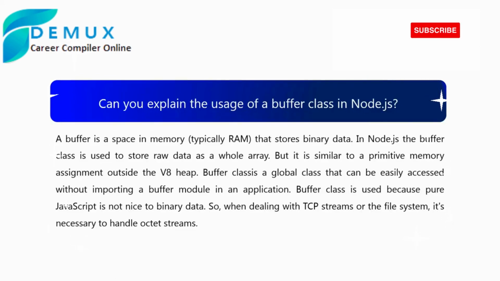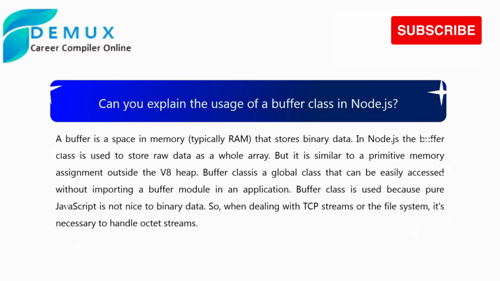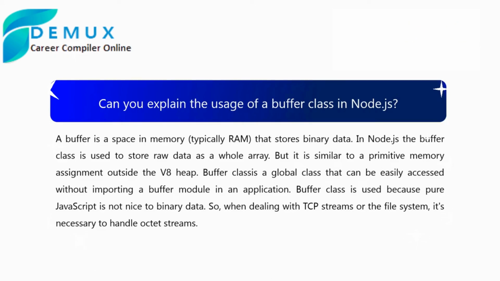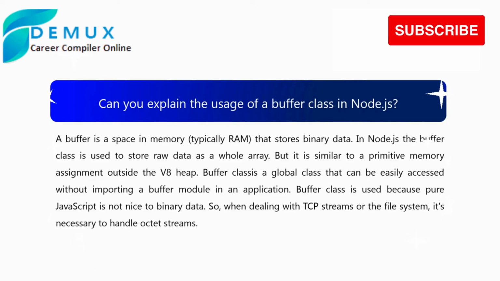Can you explain the usage of the Buffer class in Node.js? A buffer is a space in memory, typically RAM, that stores binary data. In Node.js the Buffer class is used to store raw data similar to an array of integers, but it corresponds to a raw memory allocation outside the V8 heap. Buffer class is a global class that can be accessed without importing a buffer module in an application. Buffer class is used because pure JavaScript is not nice to binary data. So, when dealing with TCP streams or the file system, it's necessary to handle octet streams.